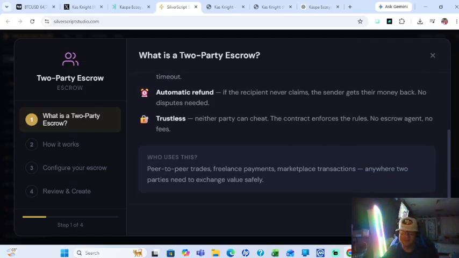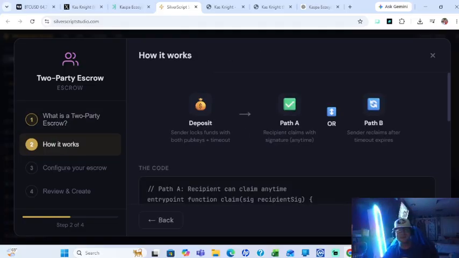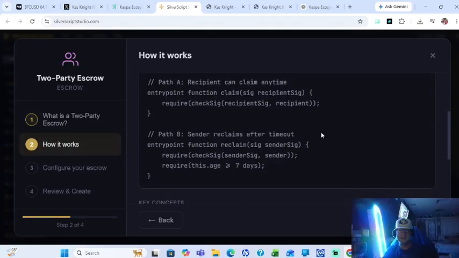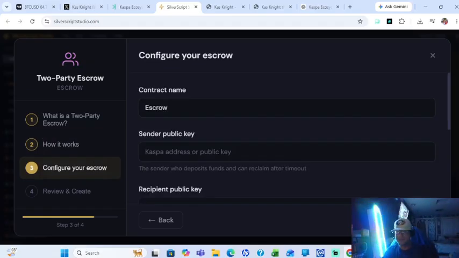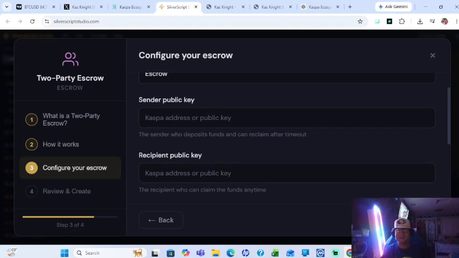Who uses this? Peer-to-peer trades, freelance payments, marketplace transactions, anywhere two parties need to exchange value. There's the deposit, and path A or path B. There's the code. This stuff is amazing. So in a nutshell, it holds funds neutrally until the permitted conditions decide who gets them. Recipient public key. The problem it solves is buyer-seller trust. You don't have to trust people. That's what I keep saying.